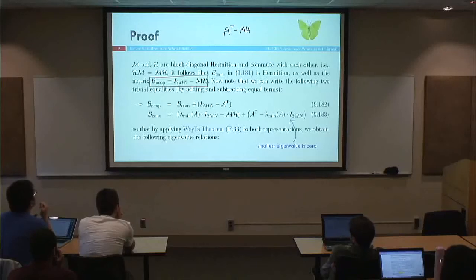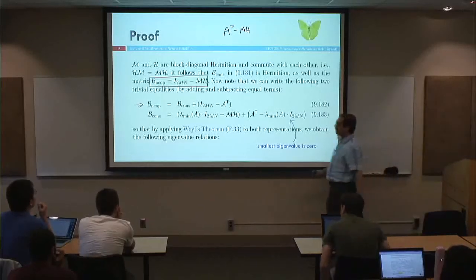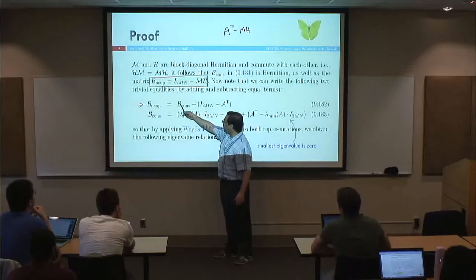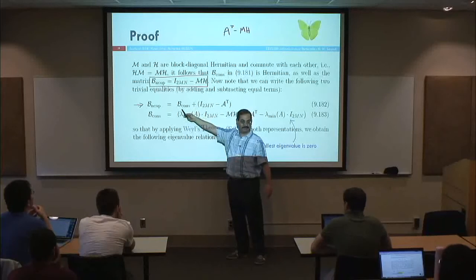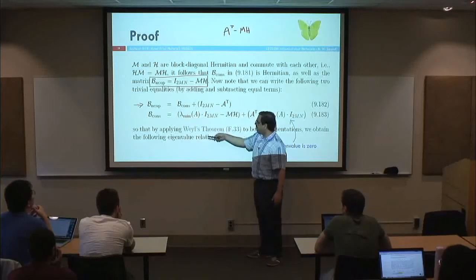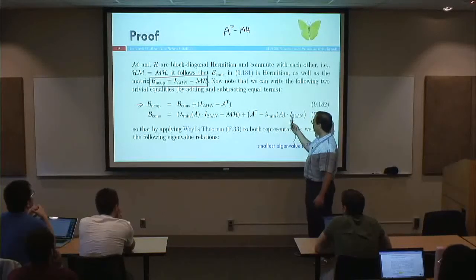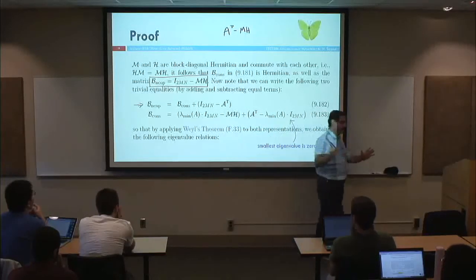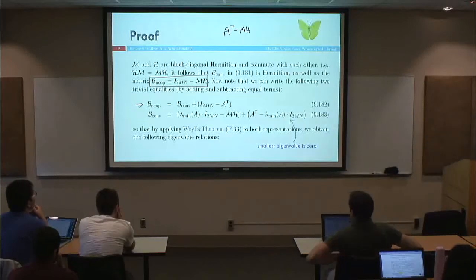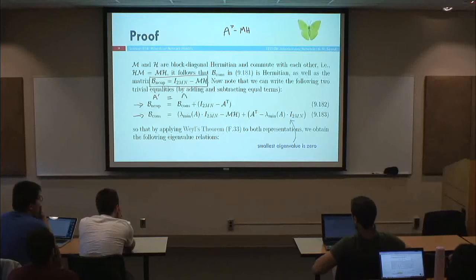So you see, I can relate them like this. This is A transpose minus MH. A transpose cancels that, you end up with I minus MH, right? The second relation, lambda min I cancel each other. You have A transpose minus MH, right? Nothing changed. So why did I write these relations like this? Because I'm writing them in the form A prime equals A plus delta A, and then I'm going to apply Weyl's theorem to it.